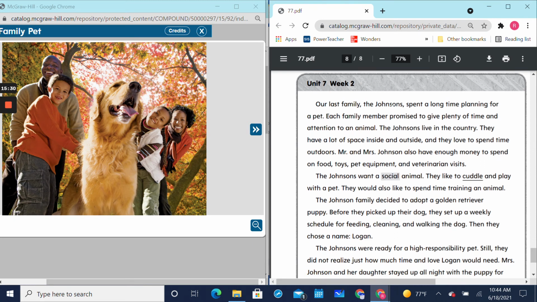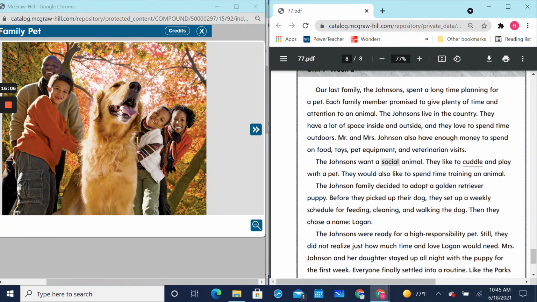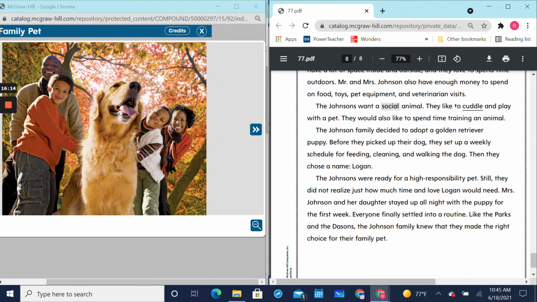Our last family, the Johnsons, spent a long time planning for a pet. Each family member promised to give plenty of time and attention to an animal. The Johnsons live in the country. They have a lot of space inside and outside, and they love to spend time outdoors. Mr. and Mrs. Johnson also have enough money to spend on food, toys, pets, equipment, and veterinarian visits. The Johnsons want a social animal. That means they want an animal that likes to be around people. They like to cuddle and play with a pet. They would also like to spend time training an animal.